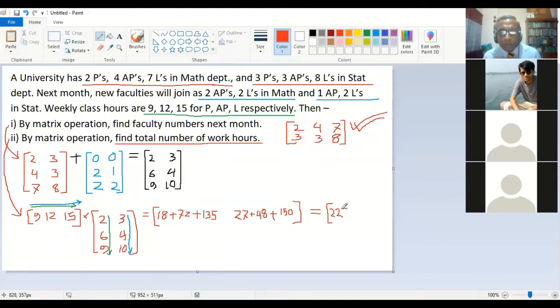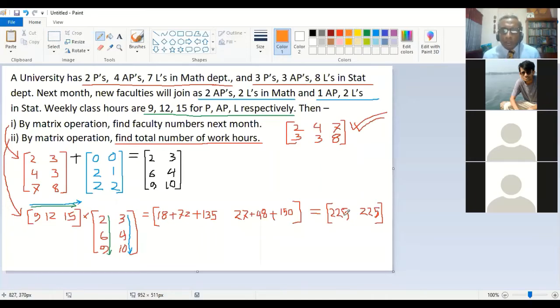Okay, one number. And the second number is 60, 75, 75. Oh, it is again 225. Okay, both are 225 by chance. So this is the answer, the final answer matrix.